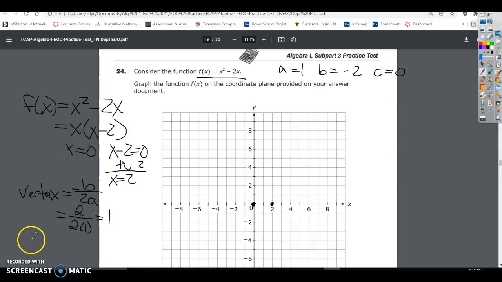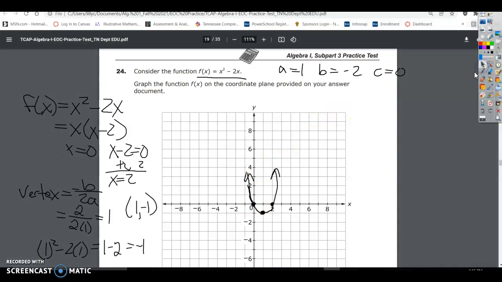Now to find the y value, I just plug it in. So 1 squared minus 2 times 1, 1 minus 2, and that equals negative 1. So my vertex is at 1, negative 1. And it should be between my two zeros. Let's see if it is. So we go 1, negative 1, and it does fall between those two zeros. So very quickly, my sketch is not going to be too pretty, but this is going to be my parabola.